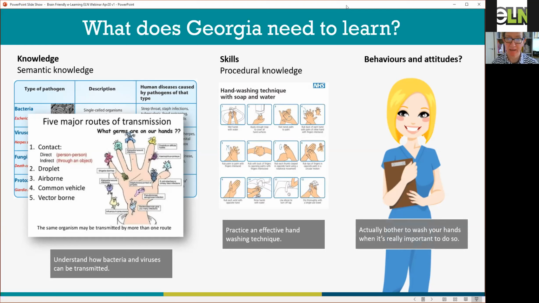The final thing, though, behaviors and attitudes, that's more tricky. Will Georgia actually bother to wash her hands between patients and between changing things? That's a much more challenging thing to do, and it's not just to do with what she knows, but also to do with her environment. So changing behaviors and attitudes in e-learning is a much more challenging thing to do, although when I meet clients, they think it's fairly easy. They almost get the idea that by giving her the right knowledge, it'll change the behavior. In practice, it's much tougher than that.